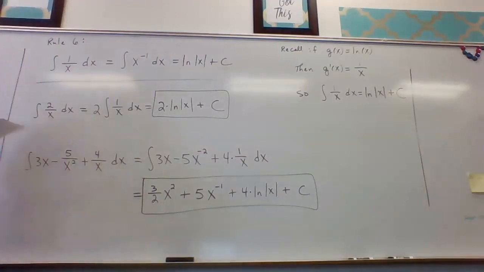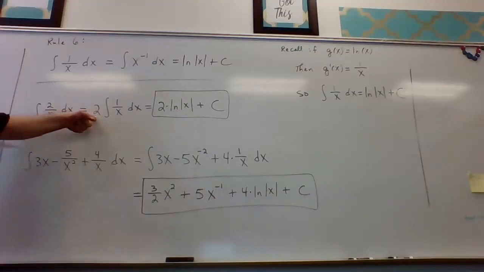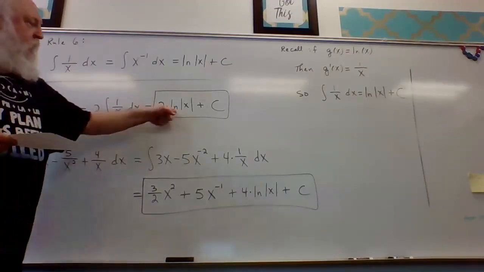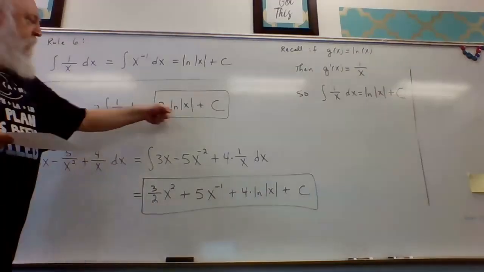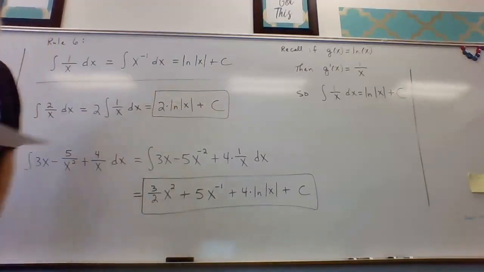And so the first example, middle of page 73, under rule 6, we've got to find the antiderivative of 2 over x with respect to x. Well, 2 is a multiplicative constant. It can be brought out in front of the integral sign. So this is equal to 2 times the antiderivative of 1 over x with respect to x. Well, the antiderivative of 1 over x is the natural log of the absolute value of x. So this is equal to 2 times the natural log of the absolute value of x. And then we add our arbitrary constant c.